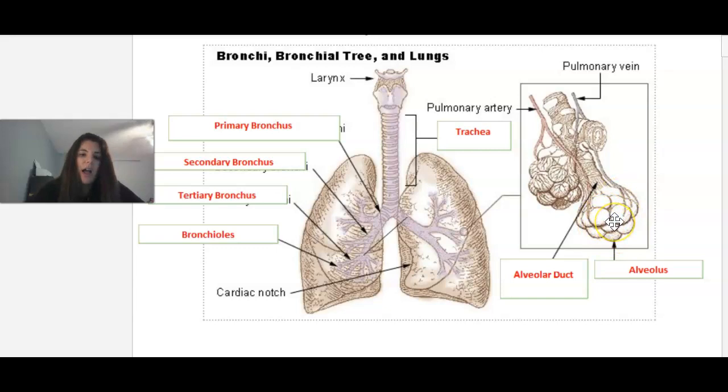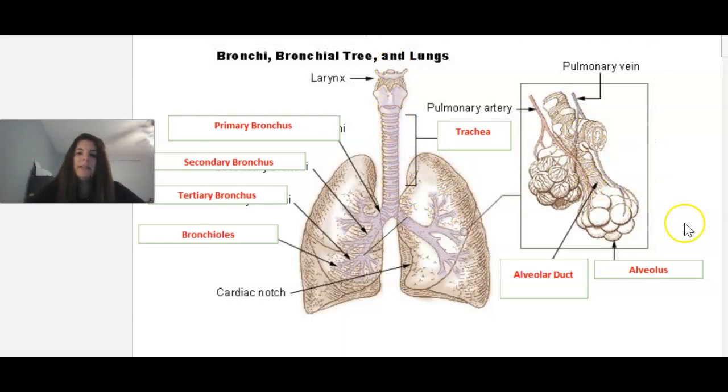The alveolus is going to be where gas exchange takes place. So oxygen will leave the alveolus and go into the blood supply, into the capillaries. There's capillaries all over these alveoli. And carbon dioxide will go from the capillaries into the alveolus, in which case it's going to move backwards through all of these structures until we breathe it out into the environment.